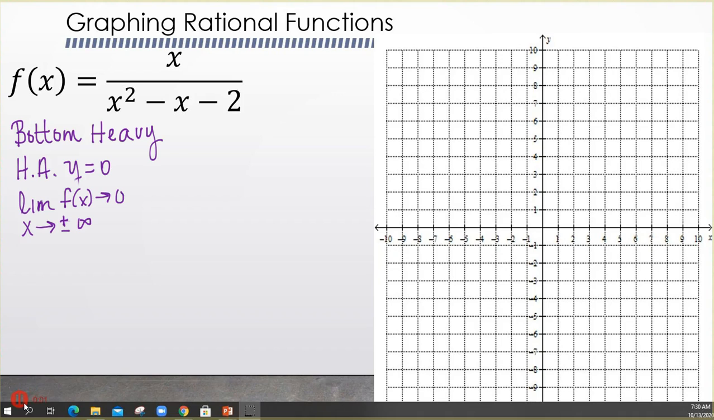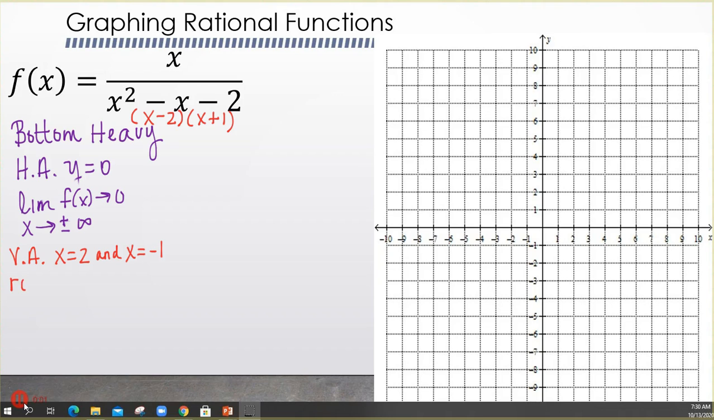Okay, so now let's find our critical points. We always factor if something can factor. In this example, it's our denominator that can factor, and it would factor down to x minus 2 and x plus 1. So we have vertical asymptotes at x equals positive 2 and x equals negative 1. So we have 2 vertical asymptotes.